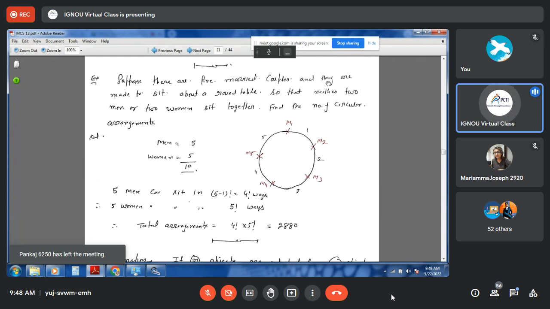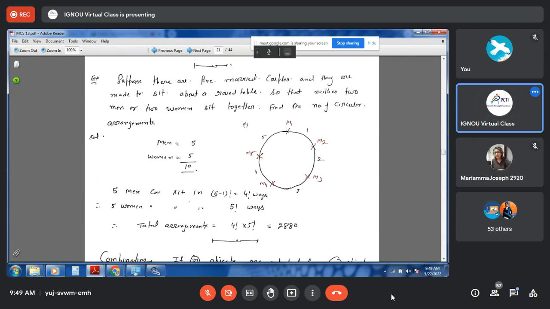There are 5 married couples and they are made to sit around a round table. The problem is to seat them so that neither 2 men nor 2 women sit together. It means 2 men or 2 women do not want to sit adjacent to each other. Then what is the solution? Simple: 1 man, 1 woman, 1 man, 1 woman. We sit alternatively.